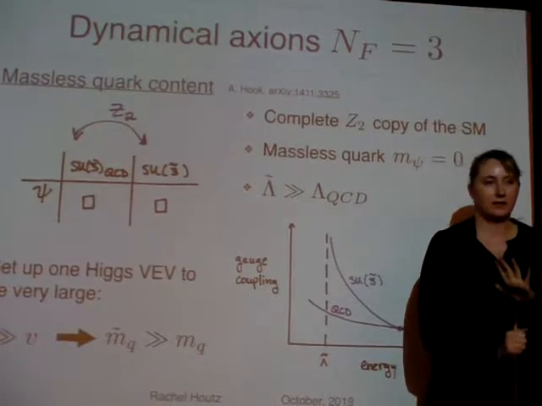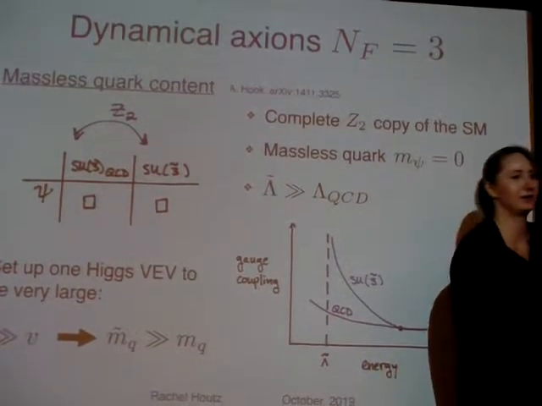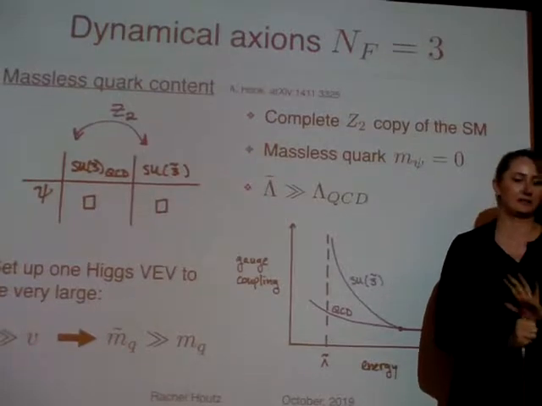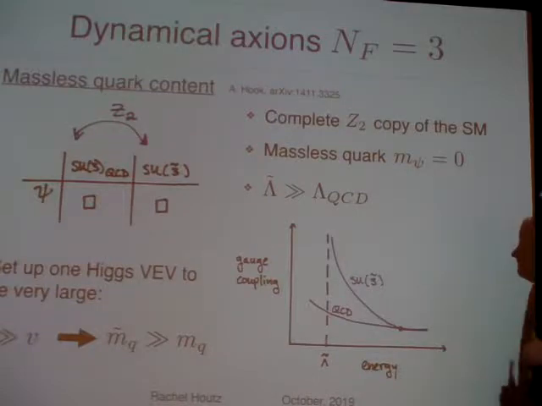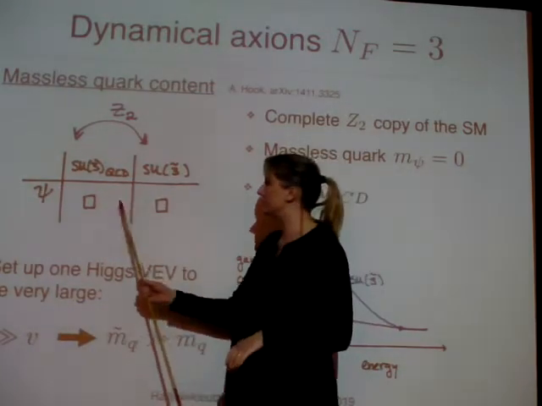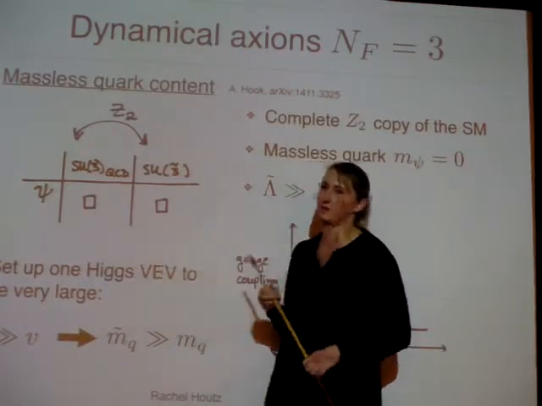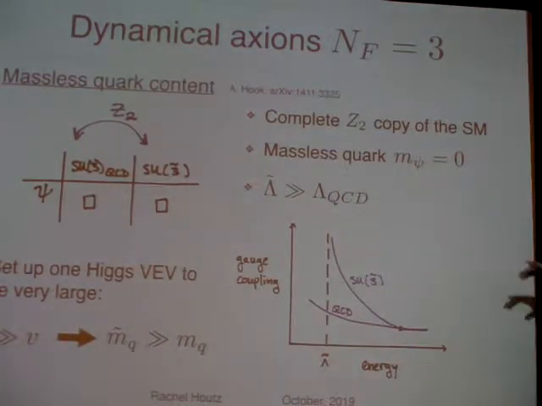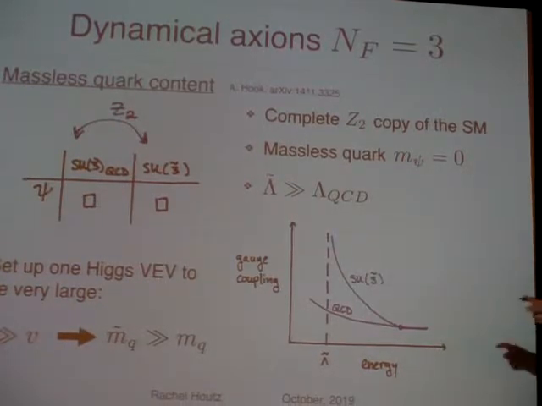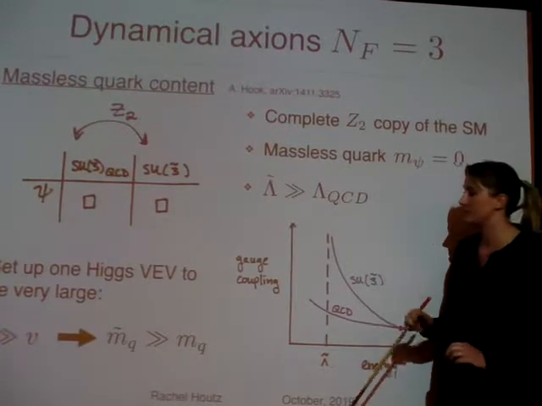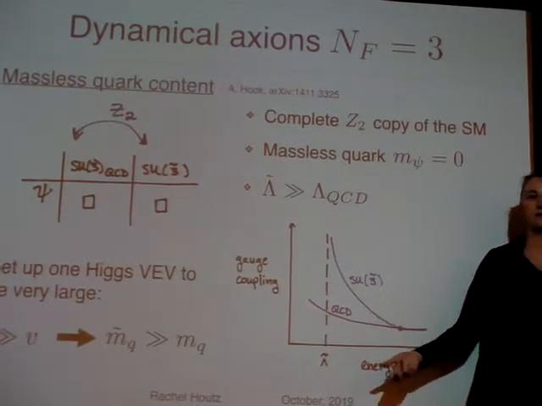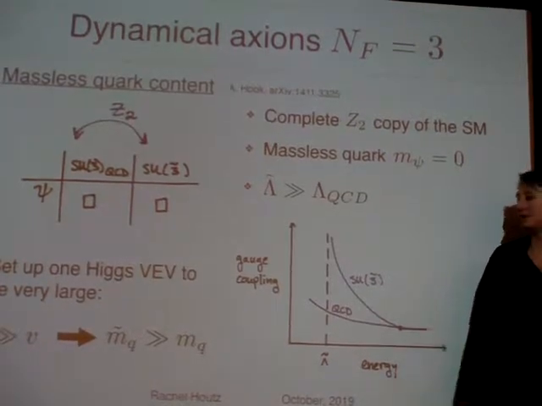All right, so let's talk about the very simplest dynamical axion models that have been around for a long time, rather than color confined dynamical axions. The simplest is with three flavors, and this is done by Hook. Hook has QCD and an exotic color sector, and one massless quark that transforms under both. He relates the two sectors by a Z2 symmetry, so that you only need one massless quark to absorb both theta parameters, because they're not independent. The Z2 symmetry makes a complete copy of the standard model. Then he has to tune the Higgs potential so that the mirror world Higgs has a much higher VEV than the visible world Higgs of the standard model.